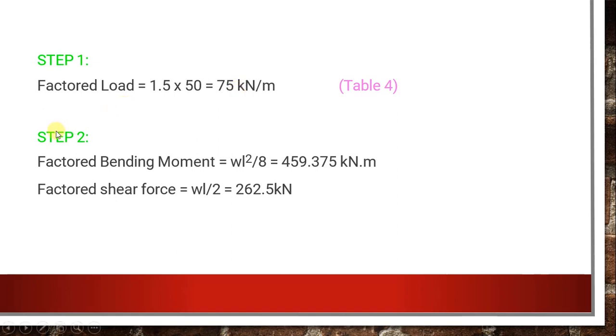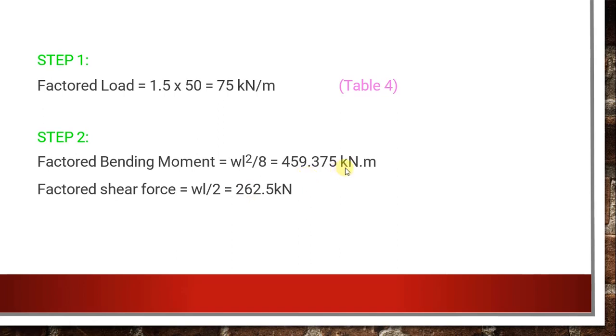So, step number 2, you have to calculate the factored bending moment and the factored shear force, the bending moment and shear force developed due to the UDL. So, a 75 kilonewton per meter overall factored UDL acts over the beam. The bending moment formula is WL square by 8. This is the standard formula for calculating the bending moment if a uniformly distributed load acts over the beam.